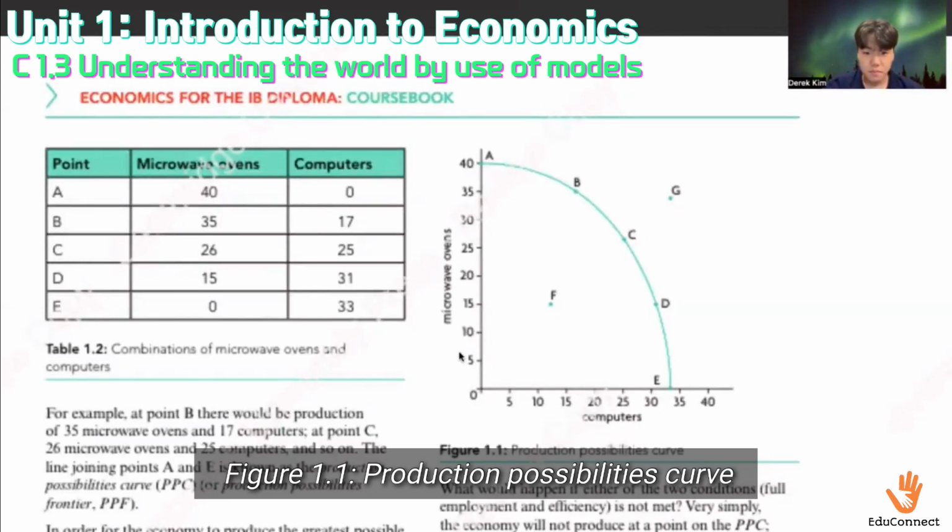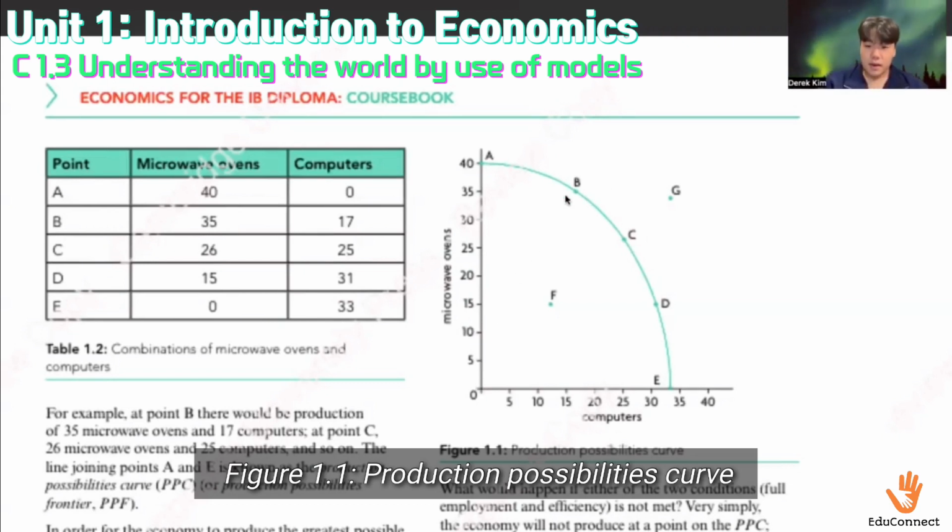So when we look here, point A, 40 microwave ovens. So on the y-axis, we see microwave ovens. So at point A, which is kind of, if you guys learned algebra 1, this would be the y-intercept because this is at the point where x equals 0, the x-axis, x equals 0, and y equals 40. So at this point, at point A of the economy, we can produce 40 microwaves and 0 computers.